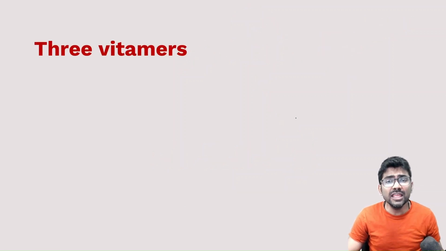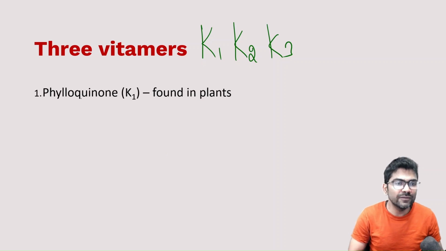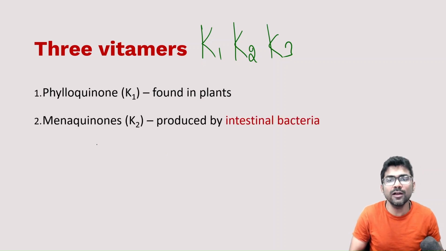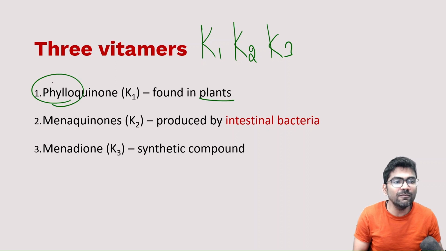There are three vitamers of vitamin K. They are named as K1, K2 and K3. K1 is Phylloquinone, K2 is Menaquinone, K3 is Menadione. K1 is found in plants, that is why the name Phyllo. K2 is produced by intestinal bacteria and it is also present in food of animal origin. Whereas K3, that is Menadione, is a synthetic compound.